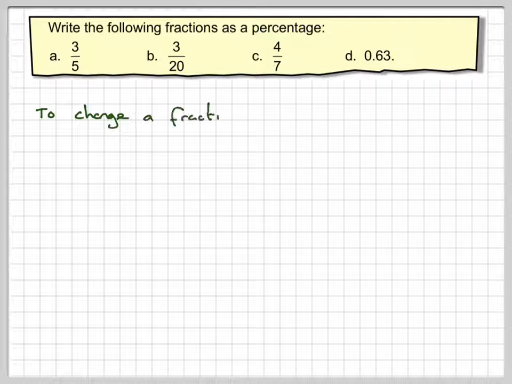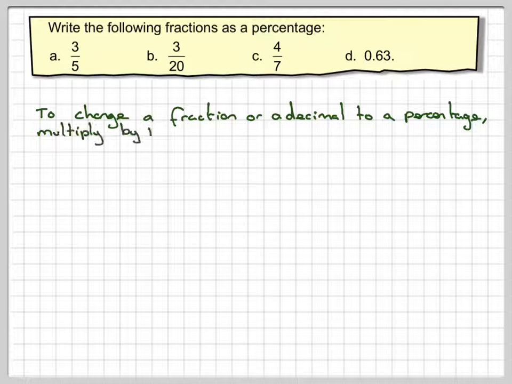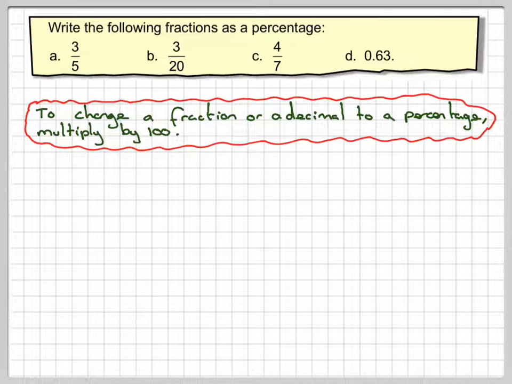Now to change a fraction or a decimal to a percentage, you must multiply it by 100. So basically we've got 3 over 5, we multiply that by 100. We normally put it over 100 over 1. And then if we can do some cancelling, we can do.